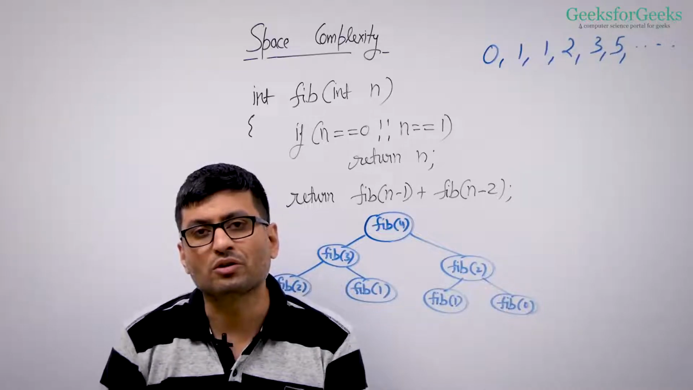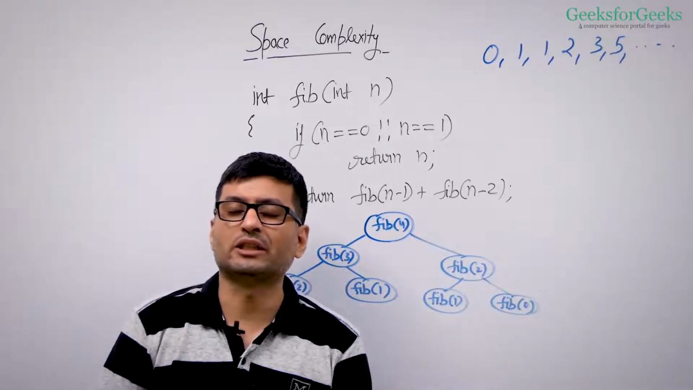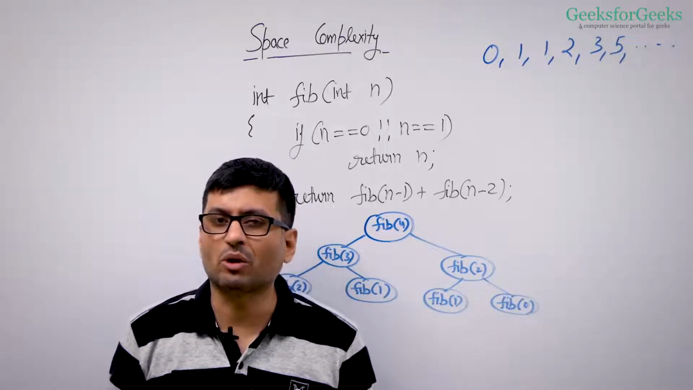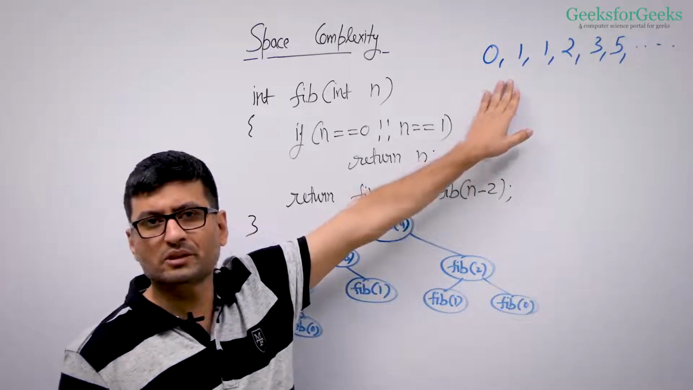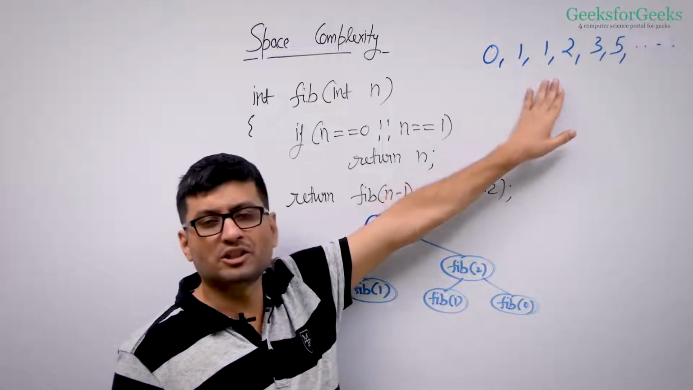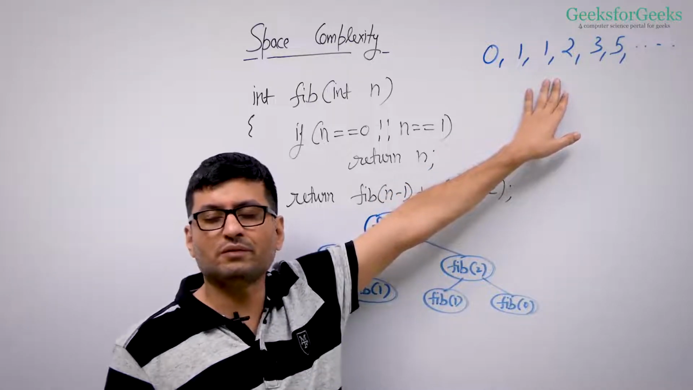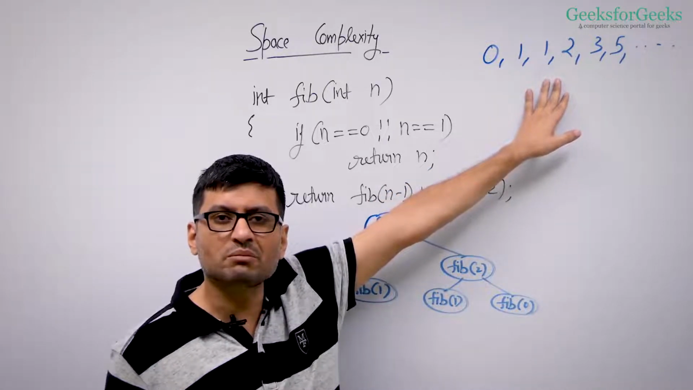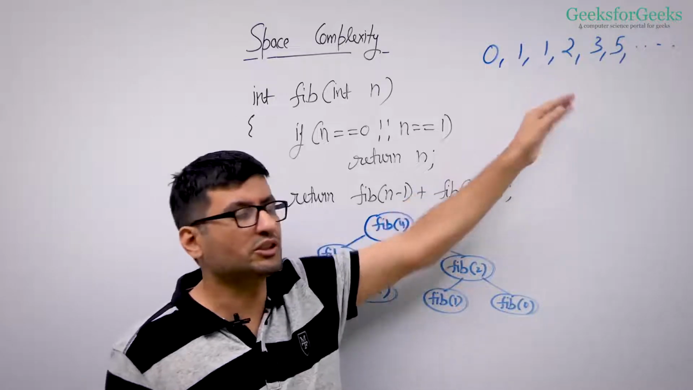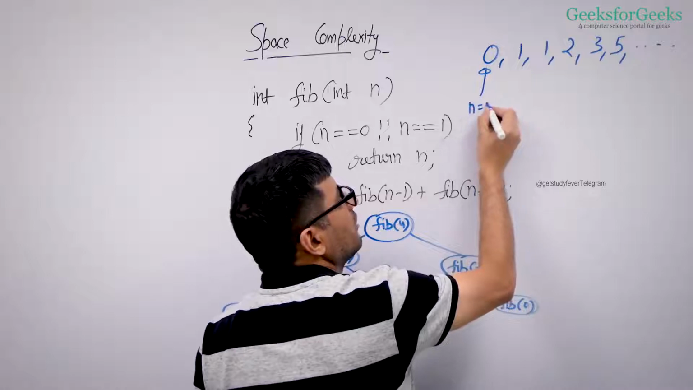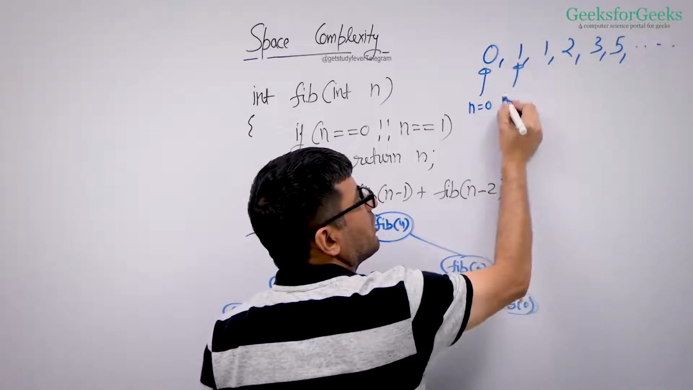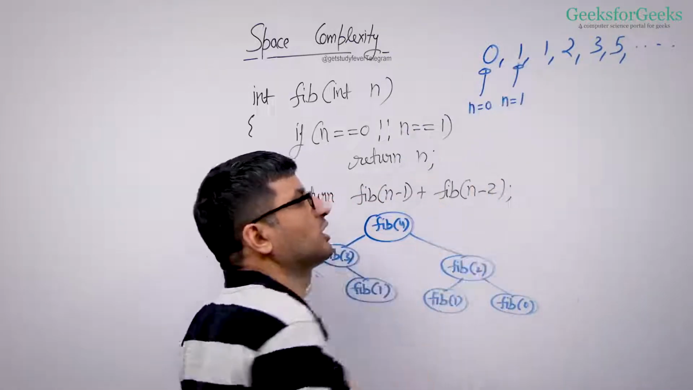Before we talk about auxiliary space or space complexity, let me clarify the problem, the solution, more. So we are talking about Fibonacci numbers where the nth Fibonacci number is defined as the sum of the n minus 1th Fibonacci number and the n minus 2th Fibonacci number. This is the 0th Fibonacci number for n equal to 0. This is for n equal to 1. We expect the output as 1.